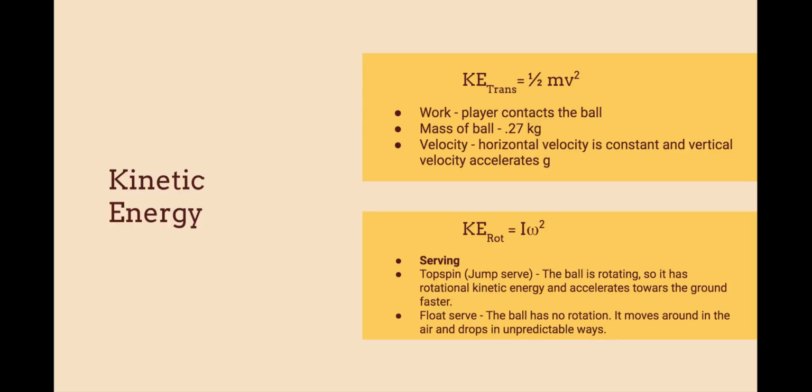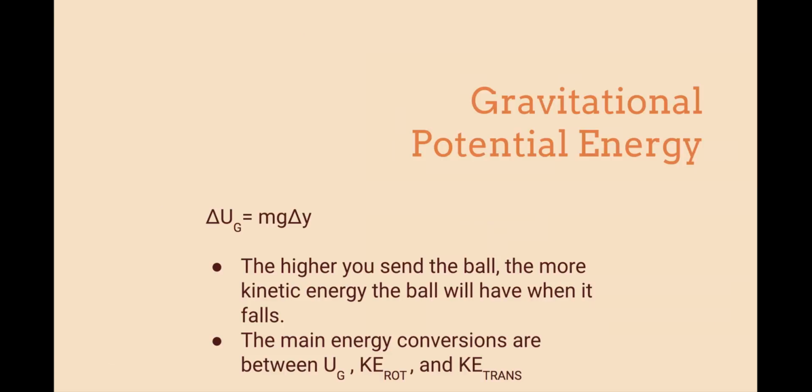So for the translational kinetic energy, the mass of the ball, again, is 0.27 kilograms. And then the horizontal velocity is constant, vertical acceleration is gravity. And then when the player contacts the ball, it's giving its work, so you can give the ball more energy.